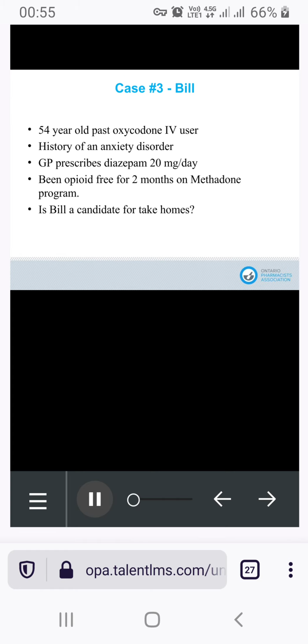Case number 3 is Bill, 54 years old, past oxycodone IV user, history of an anxiety disorder, GP prescribes diazepam 20 milligrams per day, been opioid free for 2 months on the methadone program. Is Bill a candidate for take home?